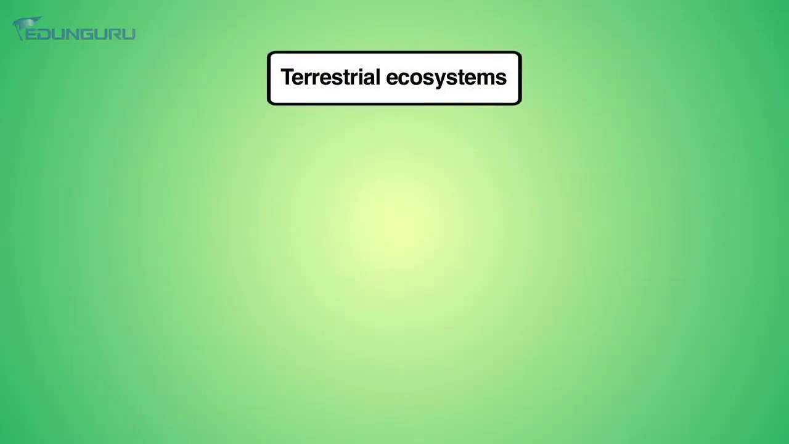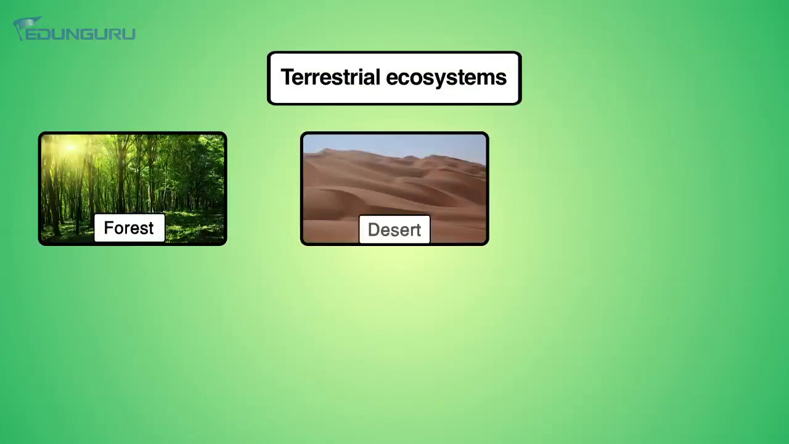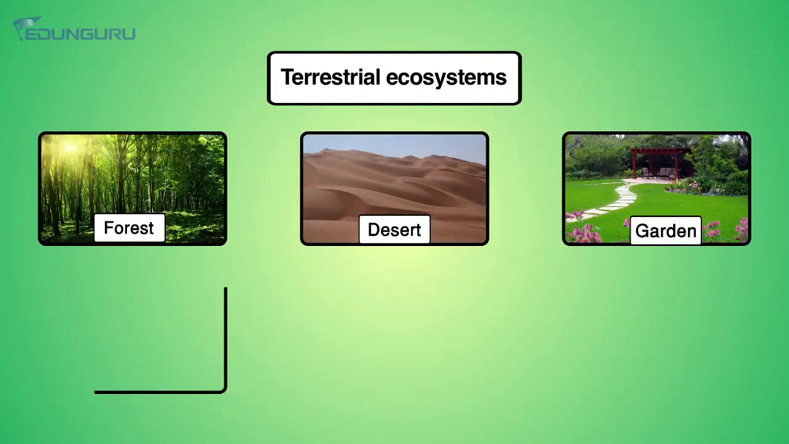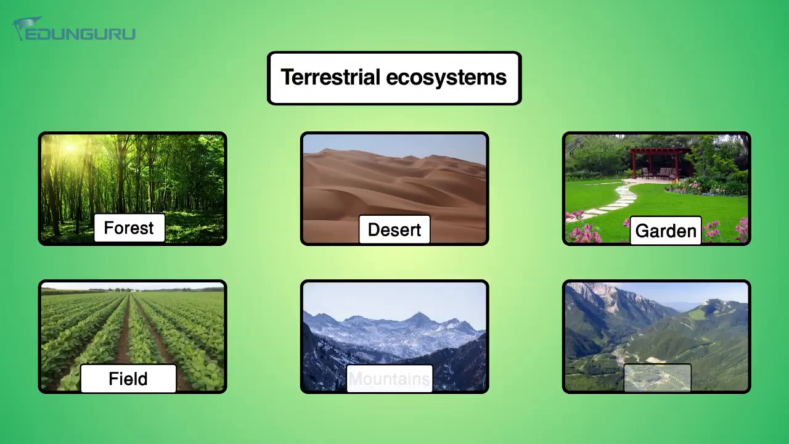Now, terrestrial ecosystem means it is very simple, on the land. So, all the ecosystems which exist on the land, they are known as terrestrial ecosystems. So, for example, forest, that is on the land. So, you have the deserts, you have the gardens, you have the field. So, all mountains, valleys, all these are on the land. So, these are known as terrestrial ecosystems.